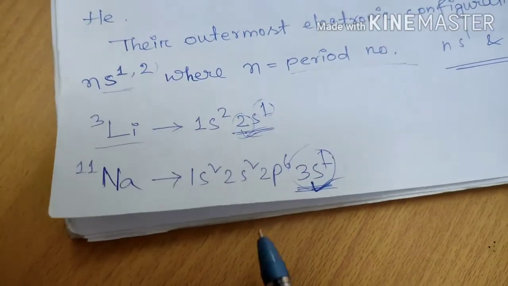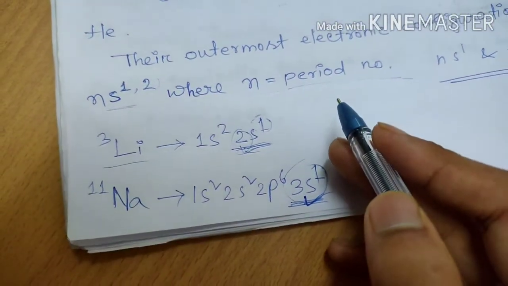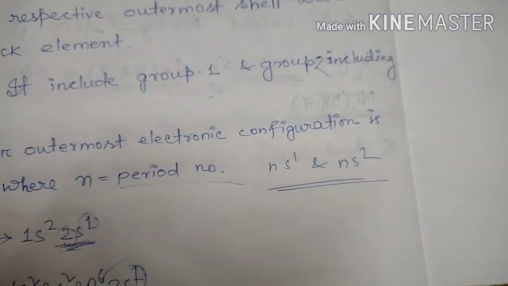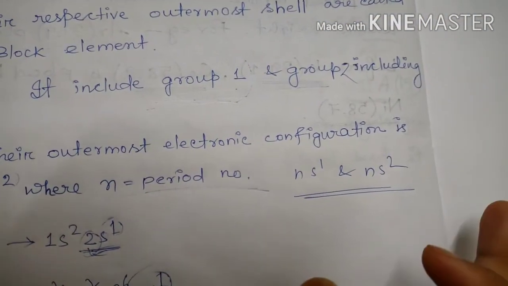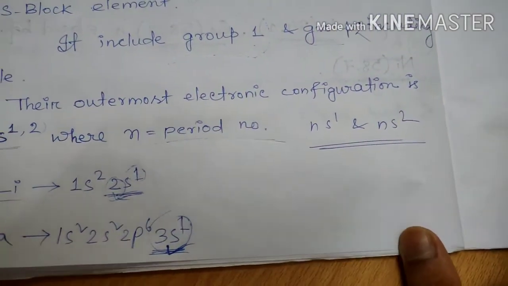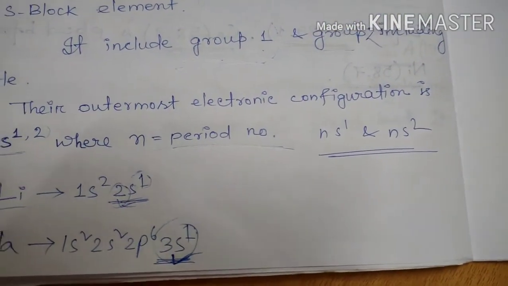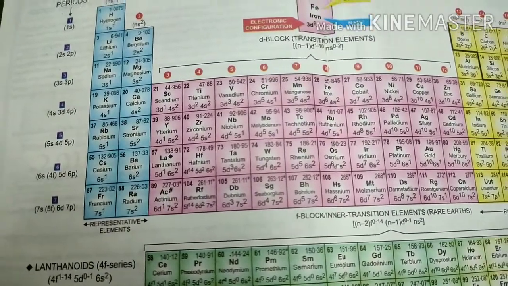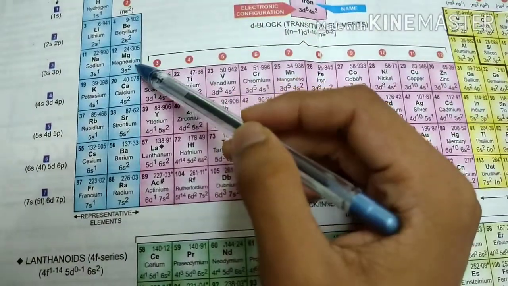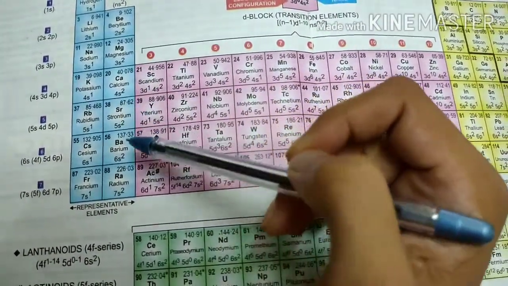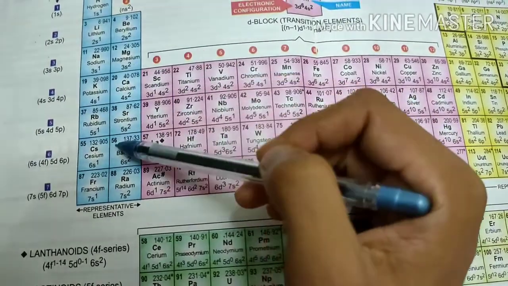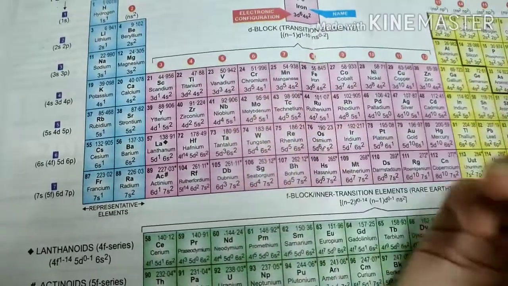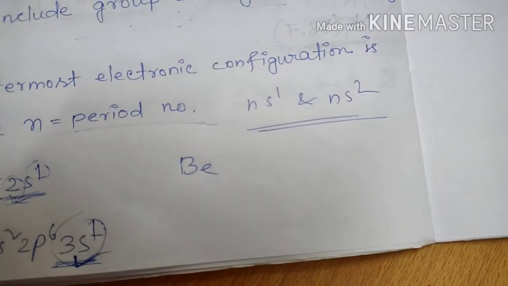Now let us take examples from group 2, because group 2 is also an s block element. So what are the elements of group 2? You see in the periodic table, the elements of group 2 are beryllium, magnesium, calcium, strontium, barium, radium. These are the elements of group 2. Now let me take this one, beryllium.